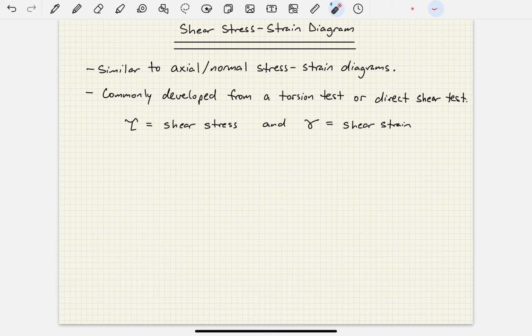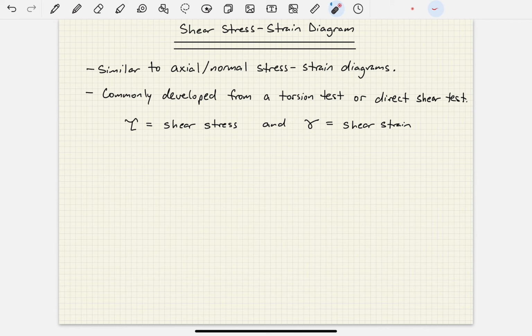Next, we want to note that a shear stress-strain diagram is commonly developed from either a torsion test or a direct shear test. So you might remember when we were dealing with axial stress-strain diagrams, you could develop those from either a tension test or a compression test, although we normally see it developed from a tension test. Here, we develop these from one of two tests, again, either a torsion test or a direct shear test.